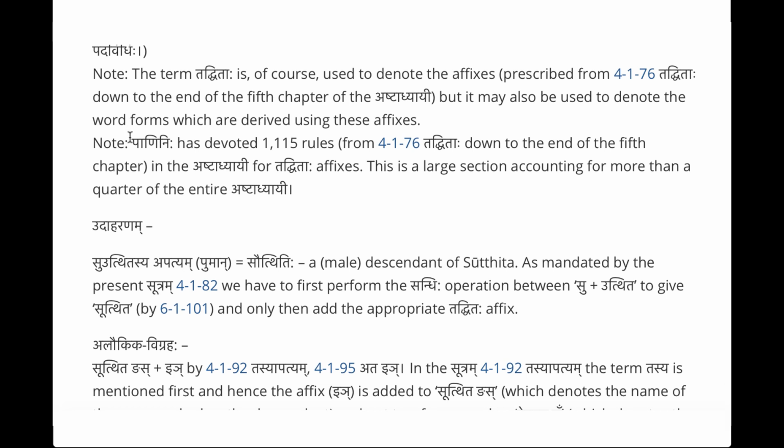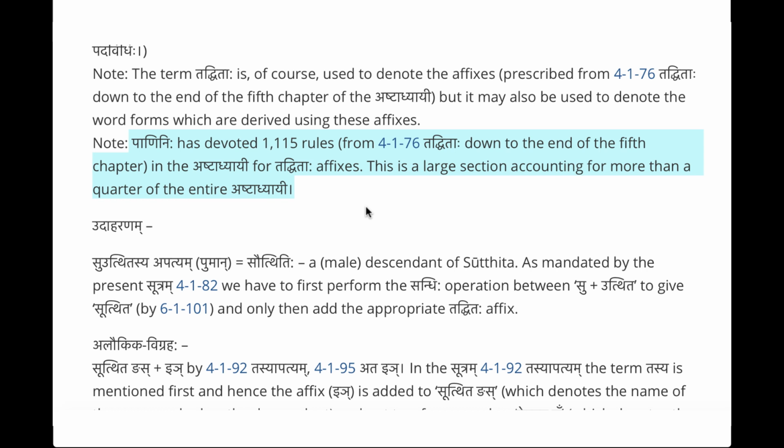Okay, the next note here says that Panini has devoted 1115 rules from 4.1.76 tadhitaha down to the end of the 5th chapter in the Ashtadhyayi for tadhitaha affixes. So about 25% of the Ashtadhyayi is devoted to these tadhitaha affixes. That is kind of the bad news because we have so many rules prescribing all these affixes. The good news is that once we know which affix to add, the operations are generally quite straightforward.